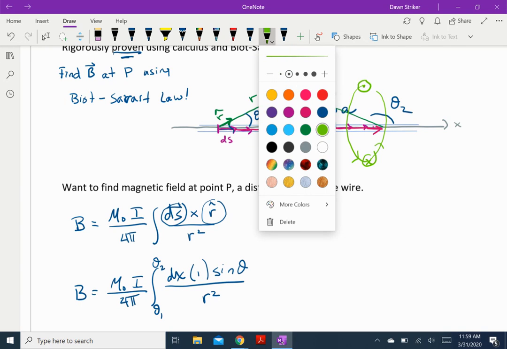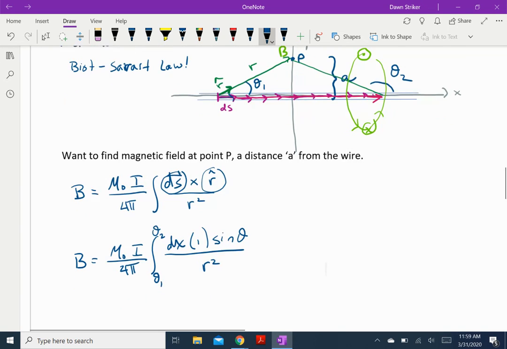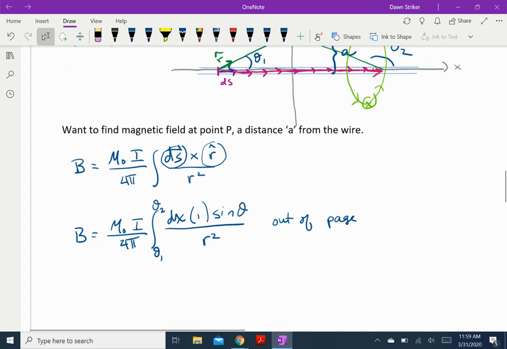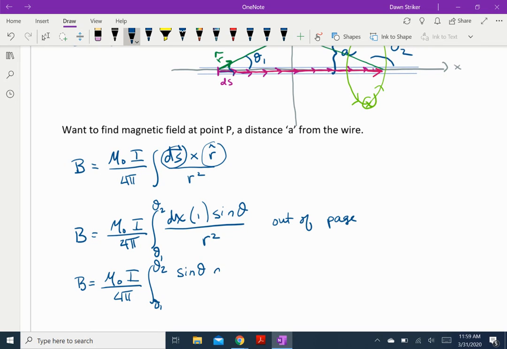And that's where I'm interested in. My point of interest is at the top of the page, so it's out of the page. All right. Now, just cleaning this up a little bit then, B is equal to mu sub 0 I divided by 4 pi, integral from theta 1 to theta 2 of sine of theta times dx divided by r squared.